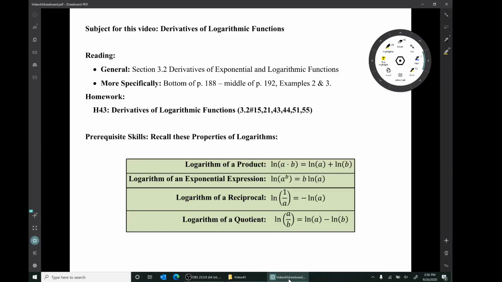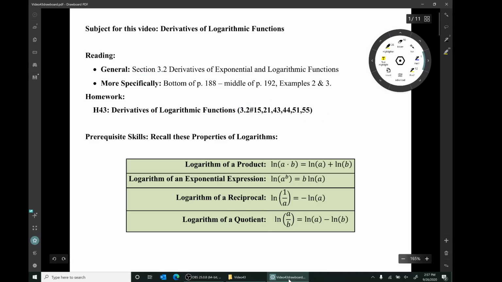The reading for this video is section 3.2, derivatives of exponential and logarithmic functions, more specifically from the bottom of page 188 to the middle of page 192, examples 2 and 3. The corresponding homework is this collection of 6 problems from section 3.2.